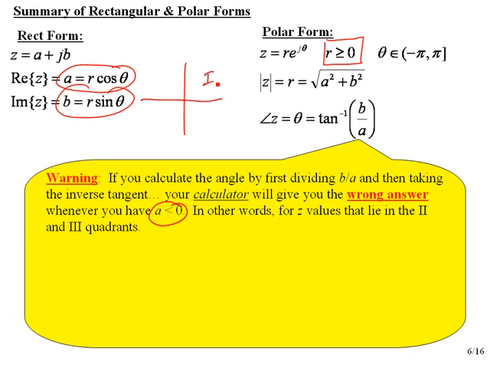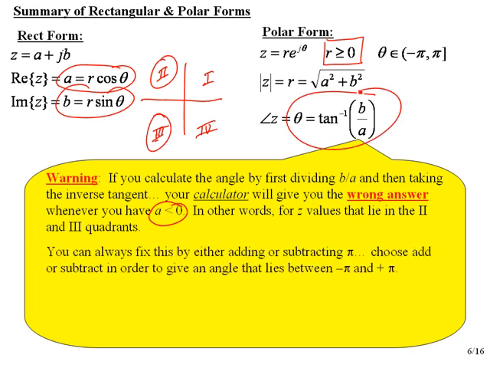So in other words, here's quadrant 1, here's quadrant 2, here's quadrant 3, here's quadrant 4. Anytime you have a complex number in quadrant 2 or quadrant 3, your calculator, when you calculate this way, will give you the wrong angle. But you can fix it. You can always fix it by adding or subtracting pi.